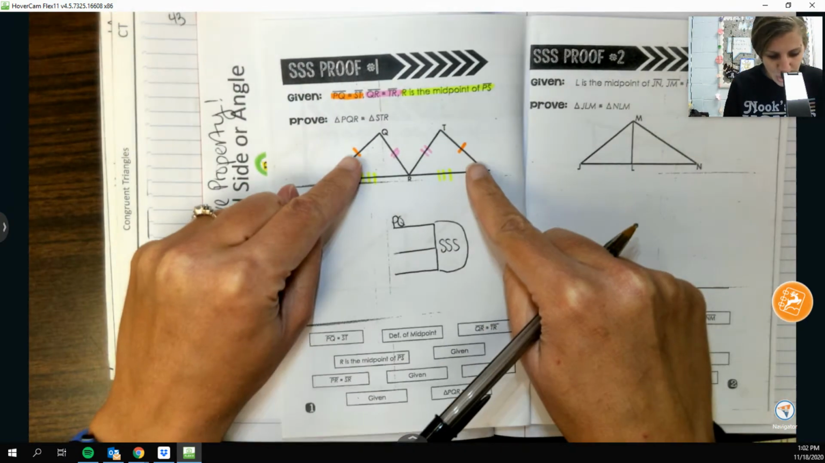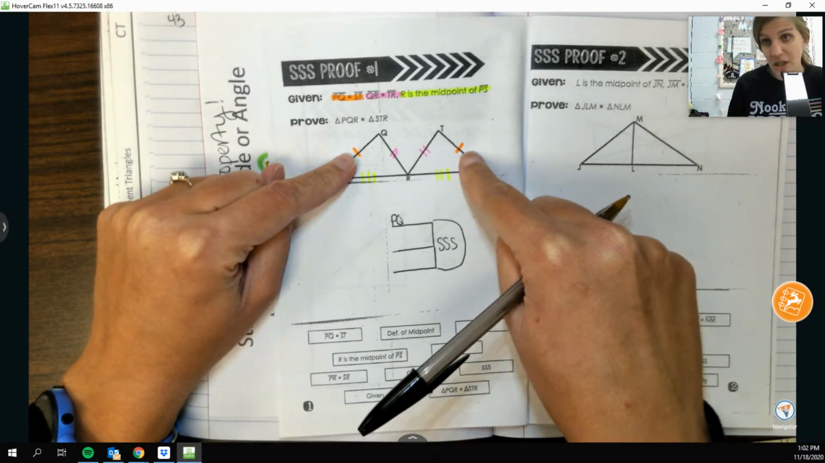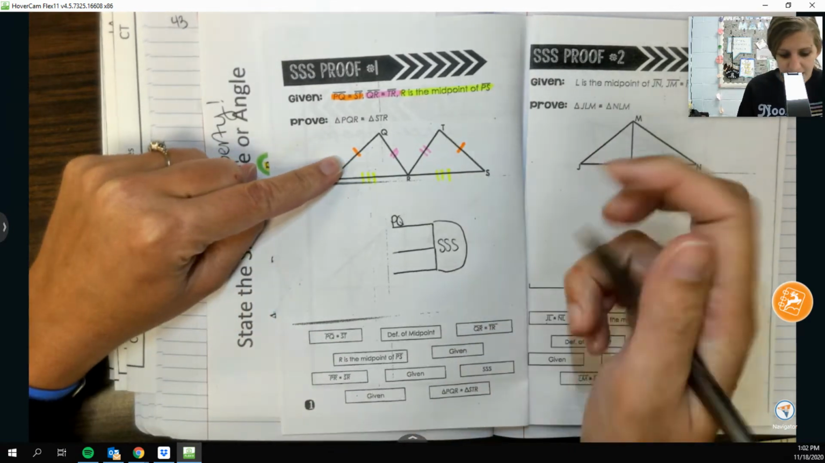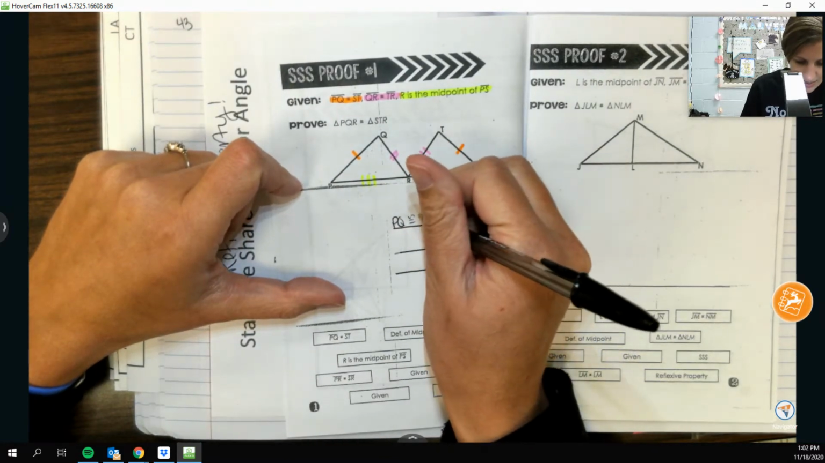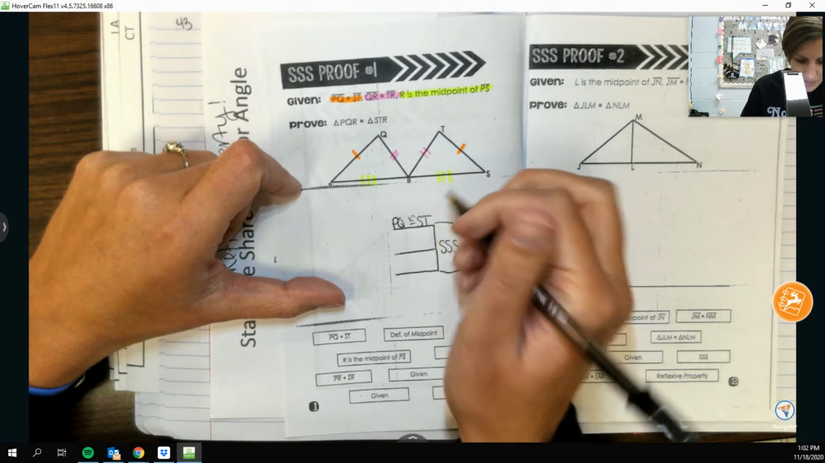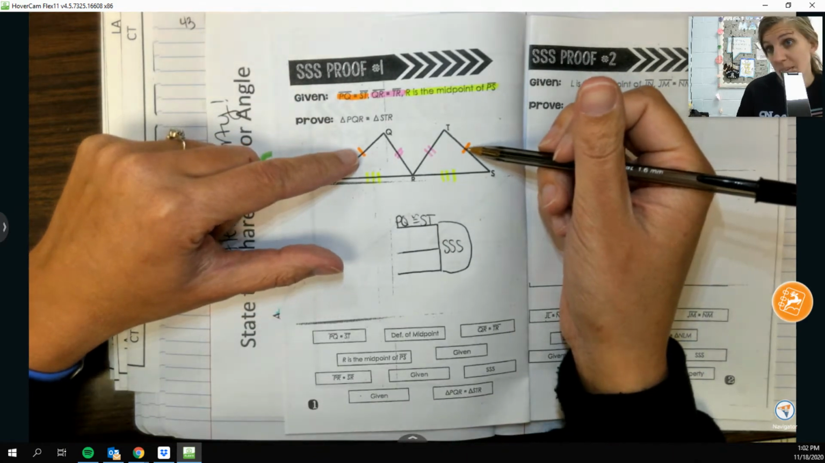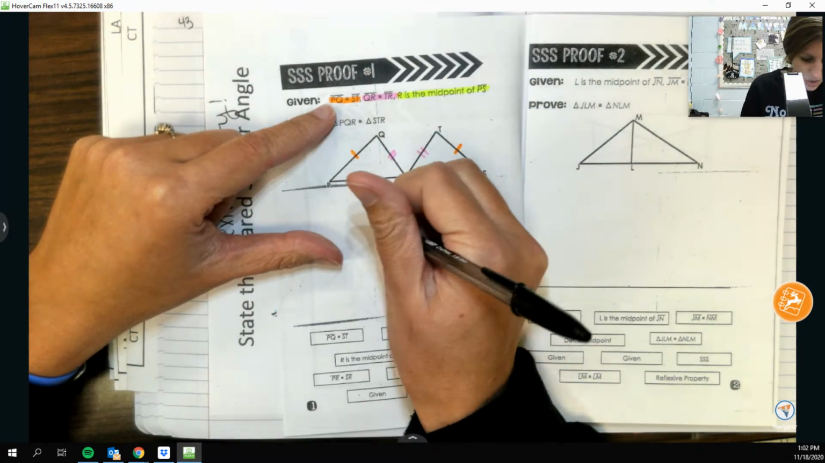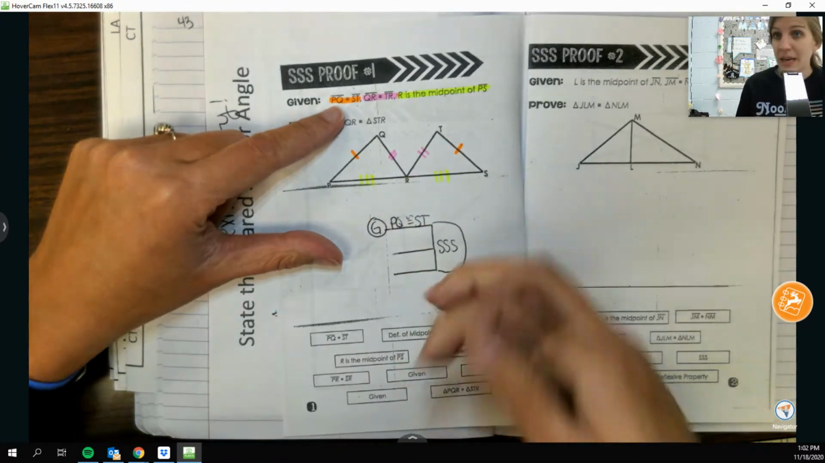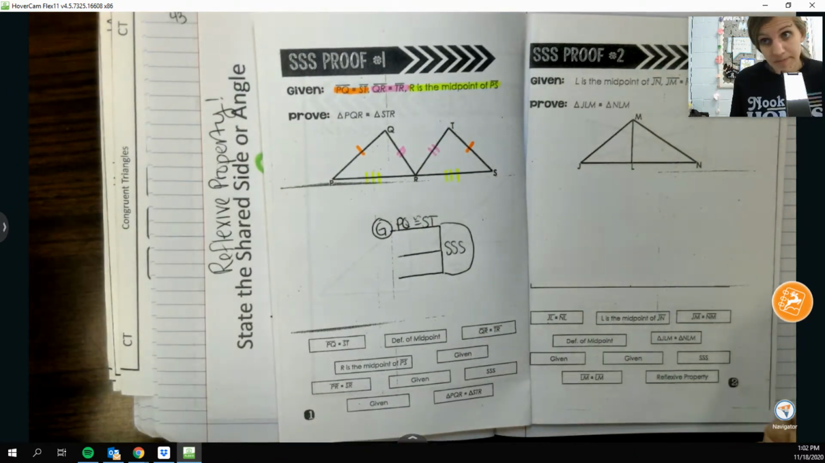Because I have in my picture that this orange tick mark is congruent to this orange tick mark, I can say that PQ is congruent to TS, or ST rather. And I was able to put that one tick mark in there because it was given to me. So circle G given. There's no other reason. They just told me those things are equal.